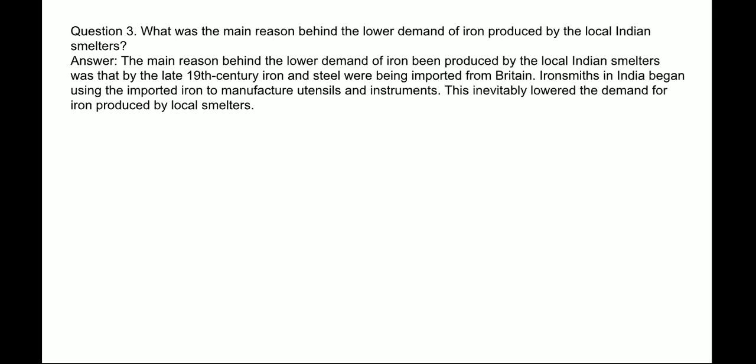Next question. What was the main reason behind the lower demand of iron produced by the local Indian smelters? Answer. The main reason behind the lower demand of iron being produced by the local Indian smelters was that by the late 19th century, iron and steel were being imported from Britain. Ironsmiths in India began using the imported iron to manufacture utensils and instruments. This inevitably lowered the demand for iron.